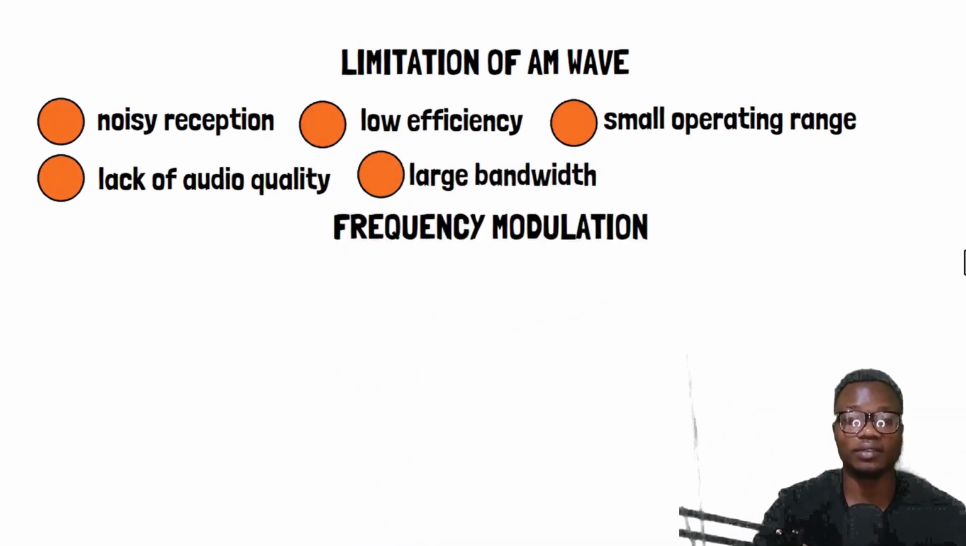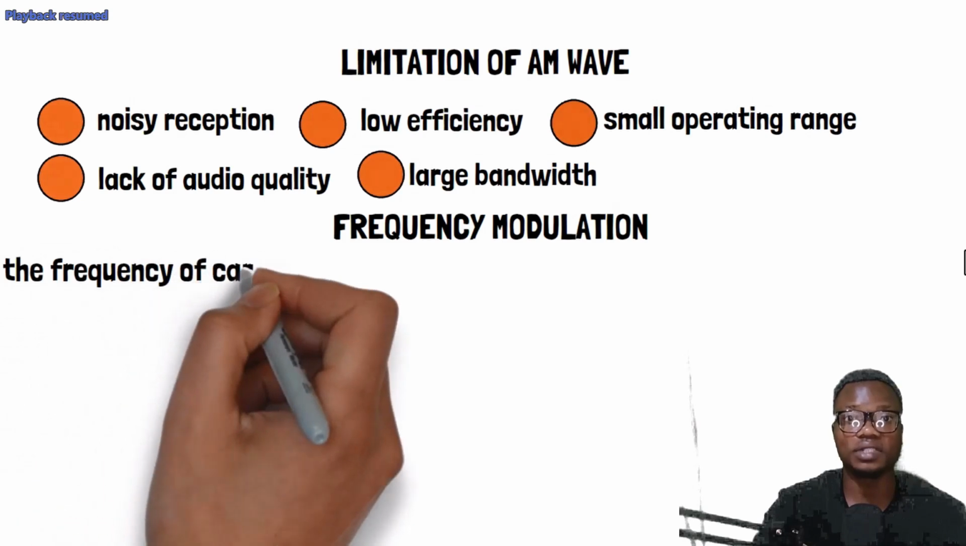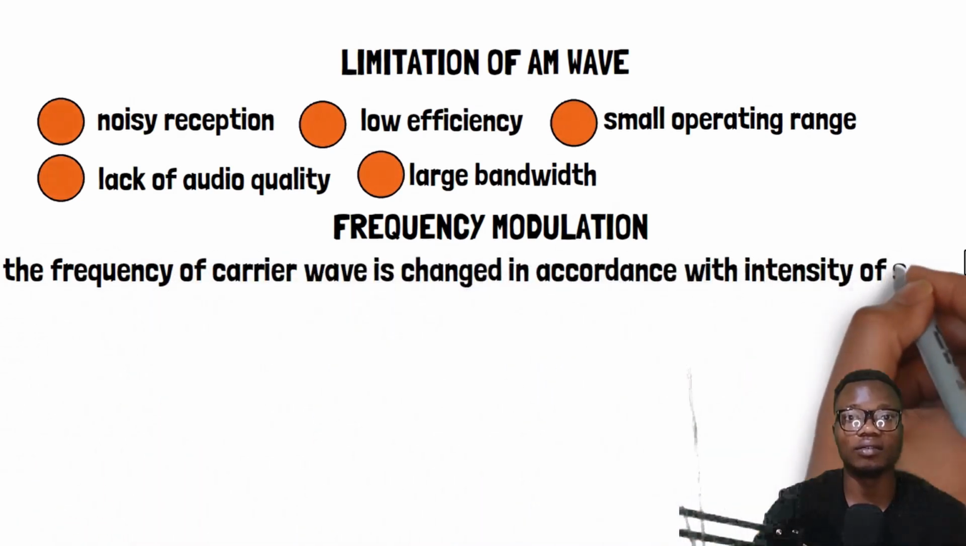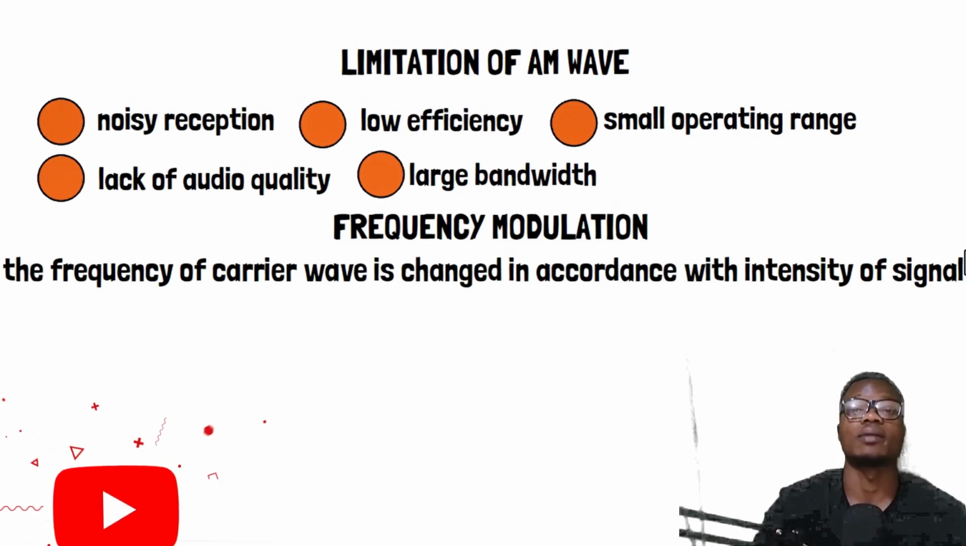Let us now jump to frequency modulation, or FM. Frequency modulation is simply a process of changing the characteristic of a carrier wave depending on the intensity of the signal wave. What you change is the frequency. In amplitude modulation we changed the amplitude, but in frequency modulation what we are changing is not the amplitude and not the phase. We are changing the frequency of the carrier wave depending on the intensity of the signal wave. This is frequency modulation.